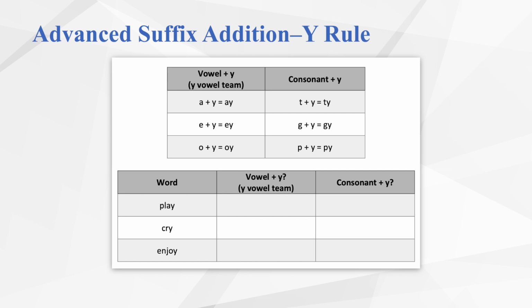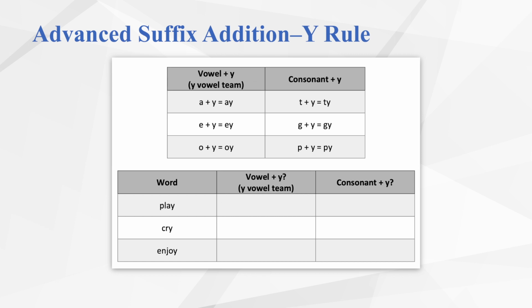Looking at our examples, PLAY is what kind of word? That's right, it's a vowel plus a Y word. CRY is what kind of word? That's right, a consonant plus a Y word. ENJOY is what kind of word? That's right, a vowel plus a Y word.